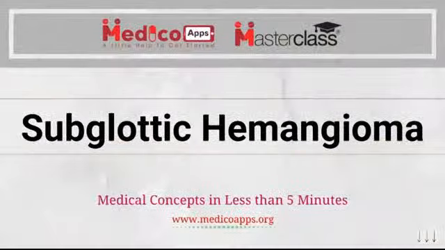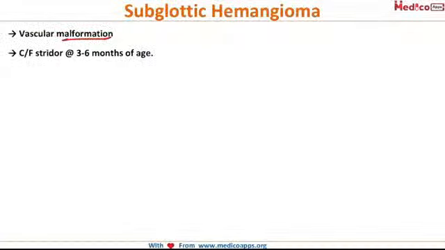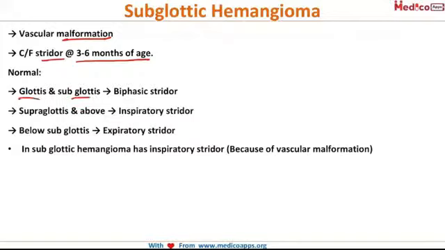Now, the next one is the subglottic hemangioma. It is nothing but a vascular malformation, and the patient presents with stridor at the age of 3 to 6 months. What we will have to remember for the exam is based on the type of stridor.